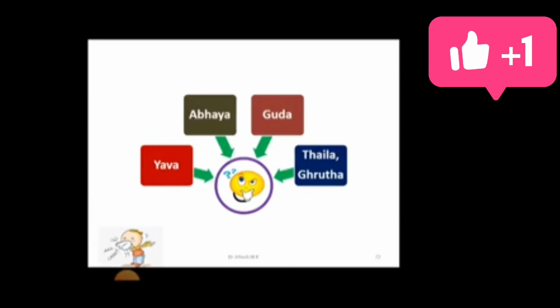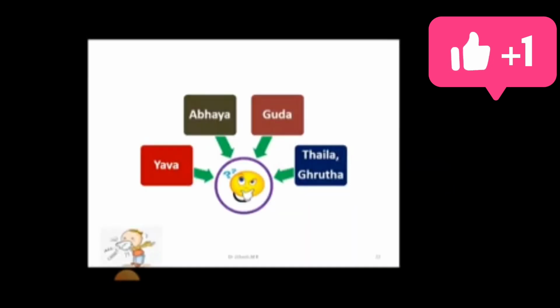Then, Kaphavriddhe Yavanni Jangala Mrigapakshinah. In Kapha Vriddhi the best medicine is Yava. But at the same time, Yava is also Vata Vardhana. To compensate for this Vata Vardhana character of Yava, the Acharya added Taila and Ghrita. So this could be the logic behind including the unexpected ingredients like Abhaya, Yava, Guda, and Taila, Ghrita.